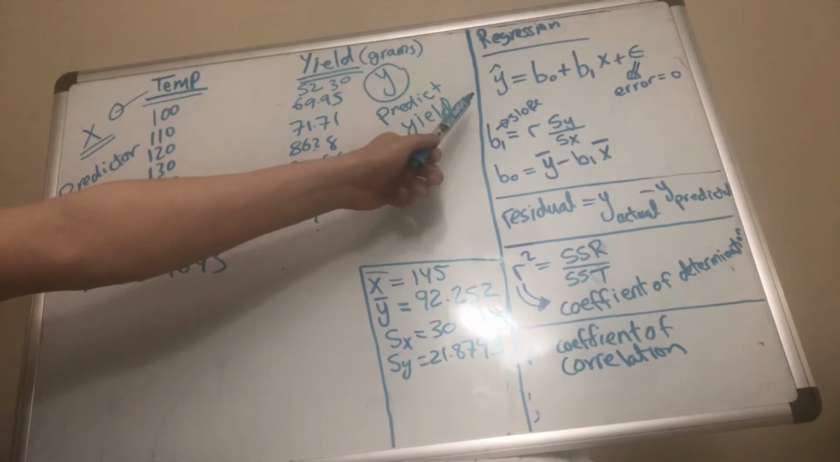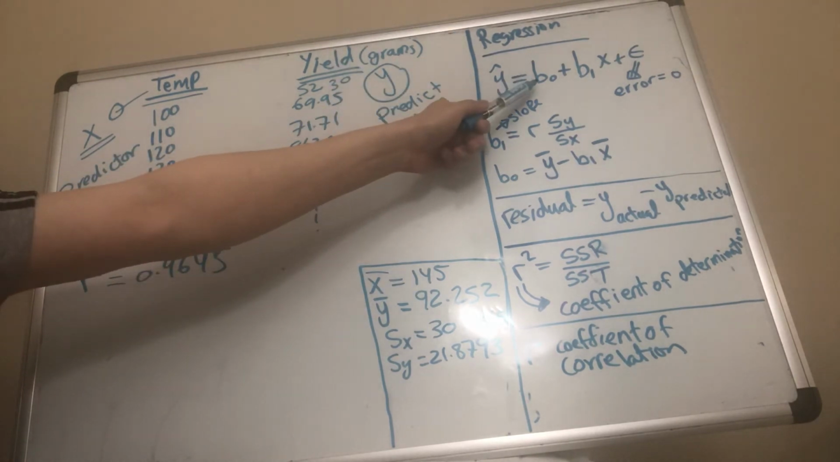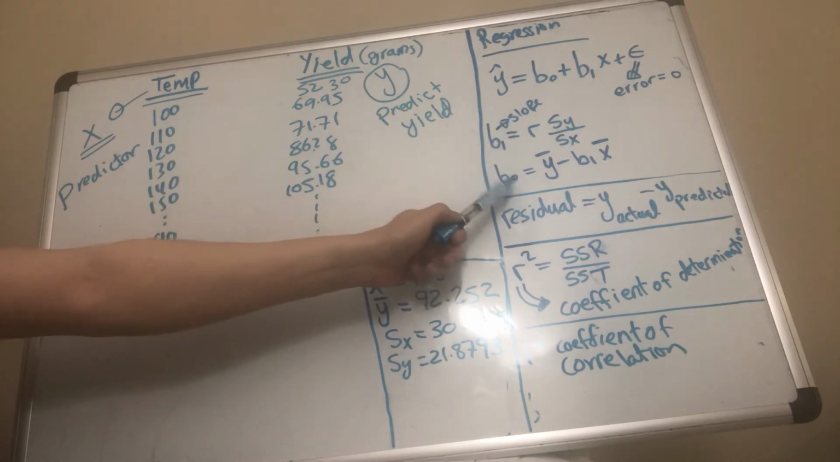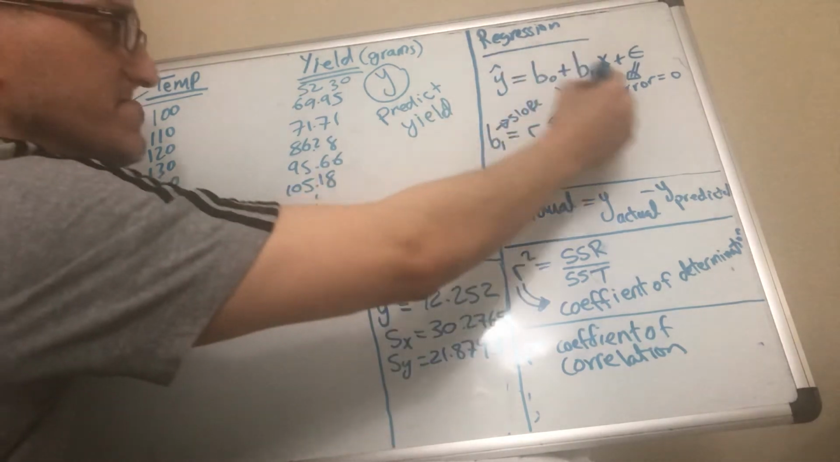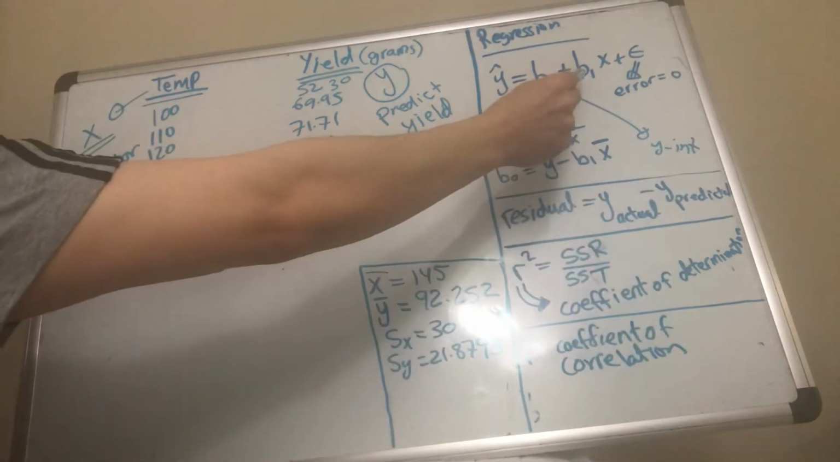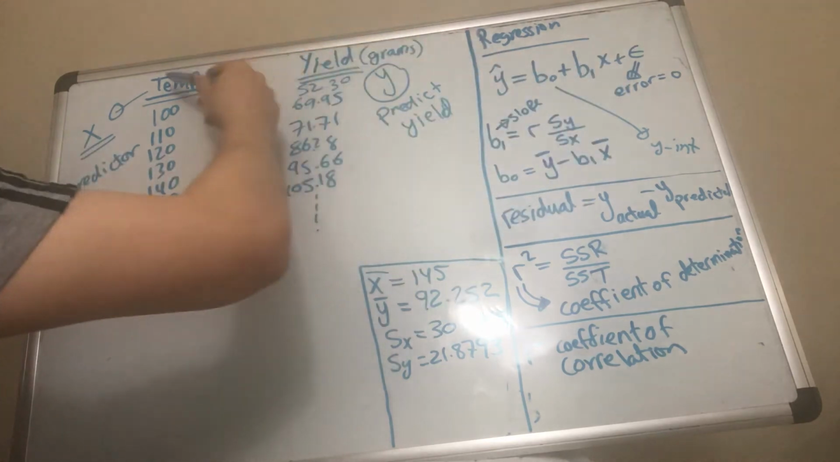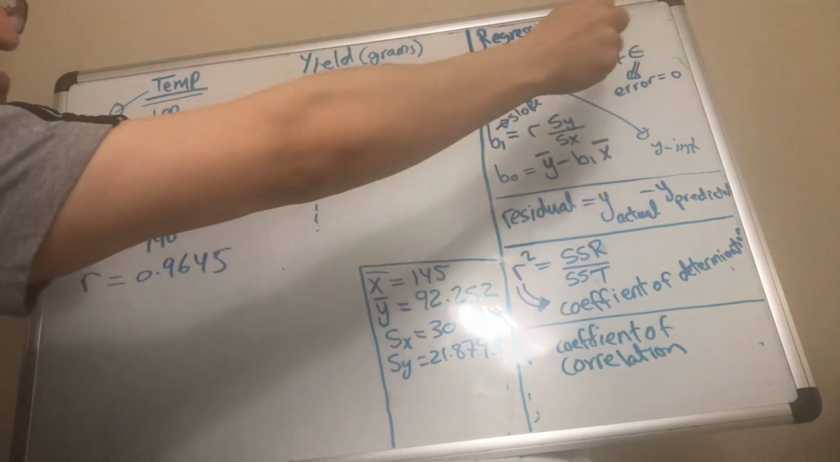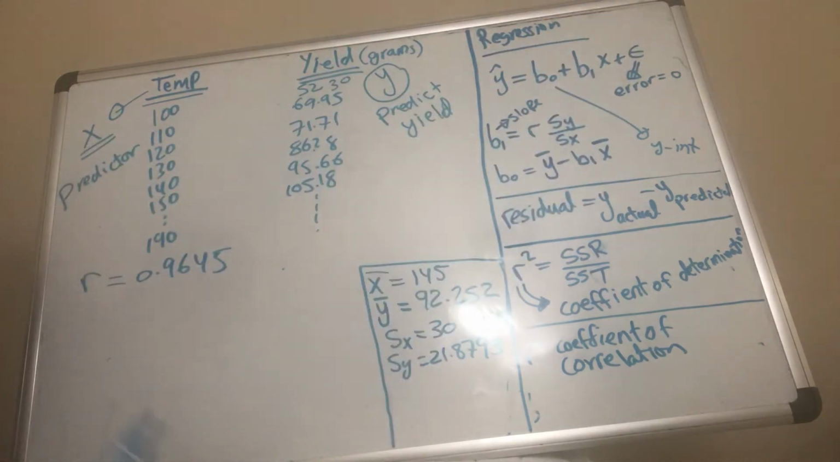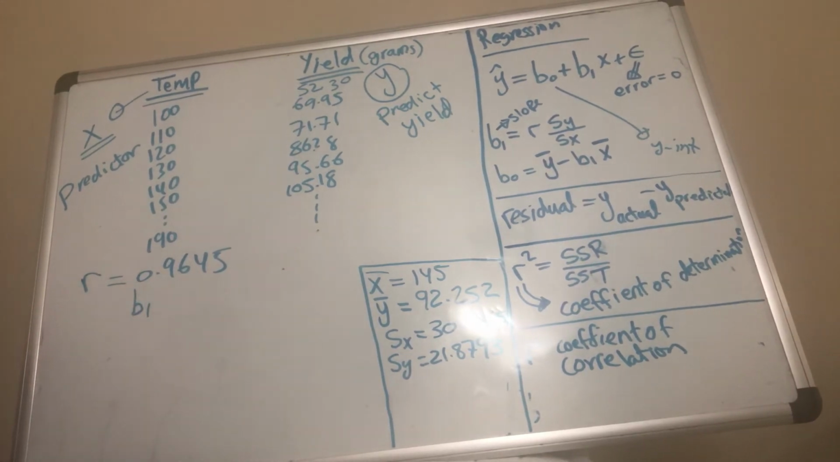This is the relationship. Y, yield, equals B0, which is your y-intercept, plus B1, the slope, times X, which would be temperature. And this symbol E stands for the error, and it's usually 0. So to find this relationship, we need to find the slope. And that's what the question here is.